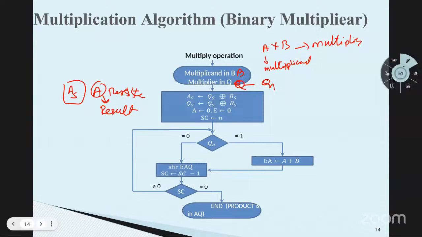Multiplier sign bit. What is the BS? Multiplier, multiplicand sign bit. Okay, so now in this case, QS is 0 because both are positive. 23 into 19, both are positive. So 0 XOR with 0, the result is 0. So AS is equal to 0.